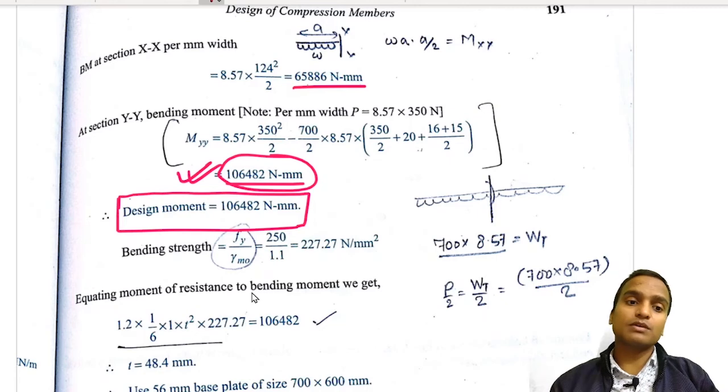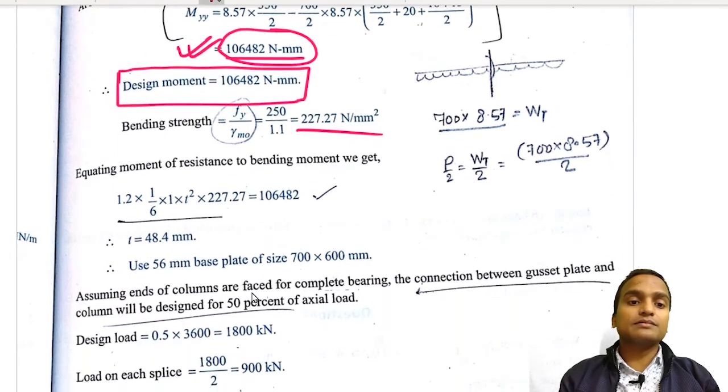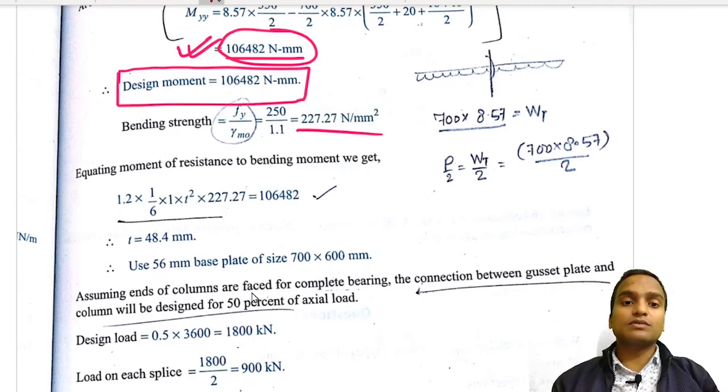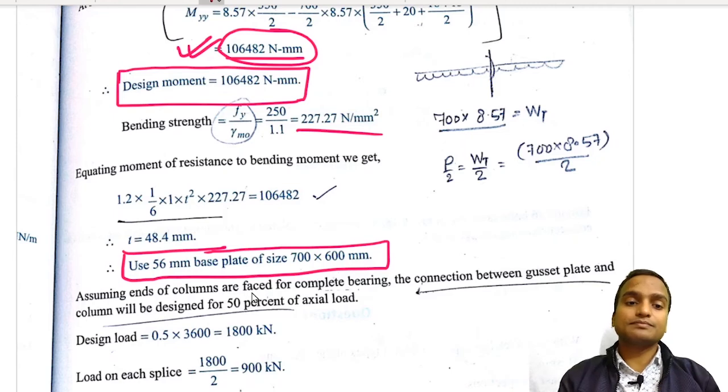1,06,482 Newton per mm, and bending strength is equal to 250 by gamma m0, which is equal to 227 Newton per mm square, and this we have equated with the moment of resistance to the bending moment, and here the thickness comes out to be 48.4 mm. So that's why we have used a 56 mm base plate of size 700 into 600 mm. So this is how we determine the size of the base plates, okay.